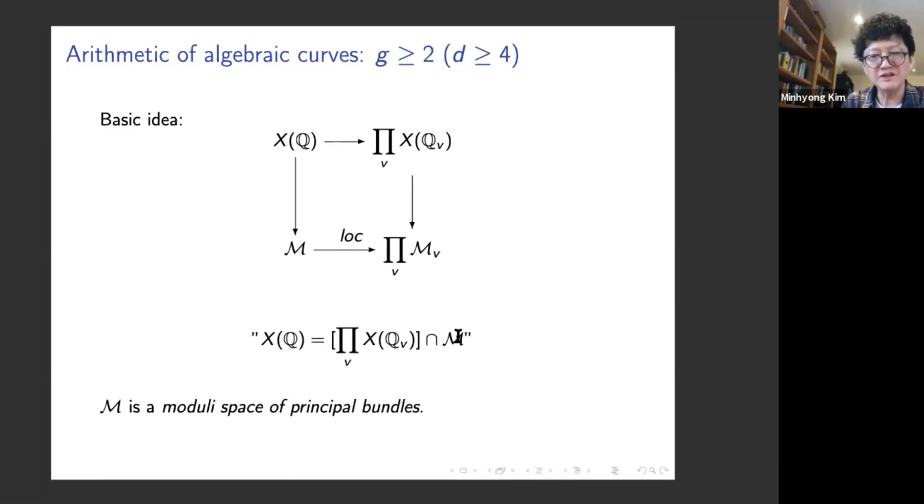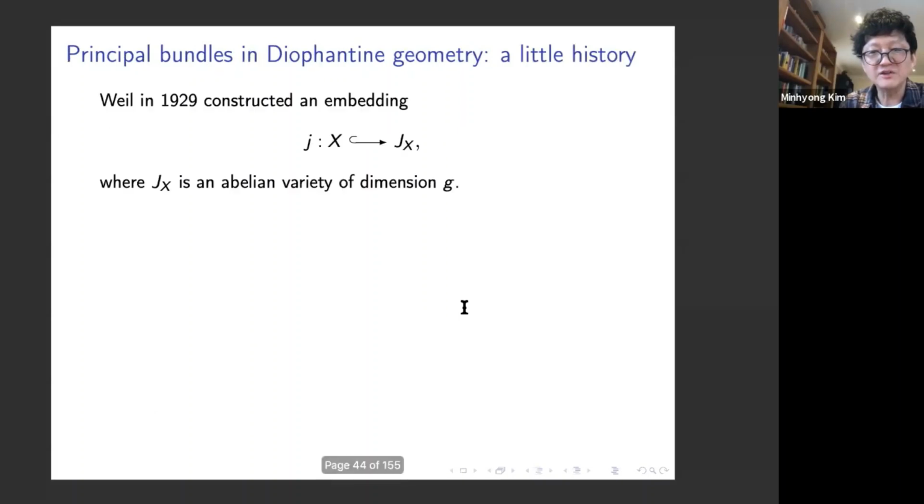So maybe one thing I'll also say, because it's kind of interesting and the technical discussion afterwards might not be as much interest, is that I'll make a few historical remarks about this picture, because the history is actually quite interesting to me anyways. This idea of using principal bundles for studying rational points is actually a very old one. This was first, as far as I know, used in principle by André Weil in his dissertation in 1929.